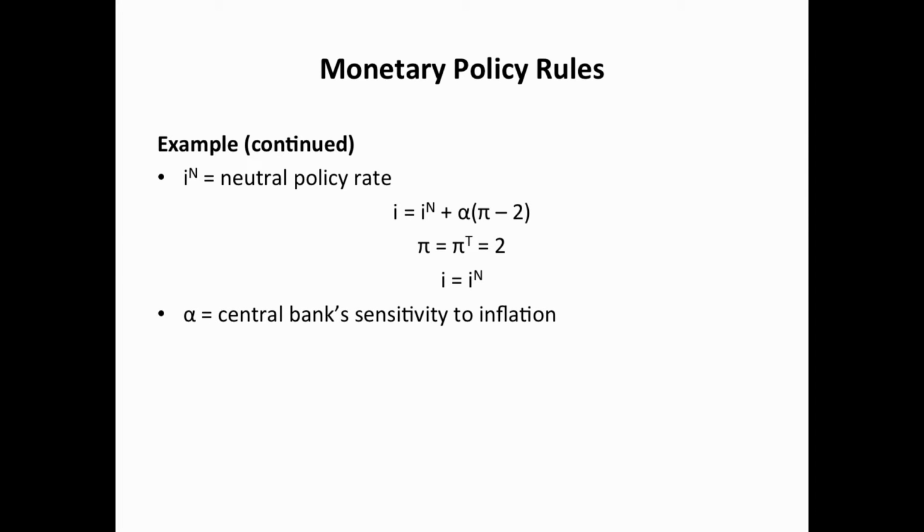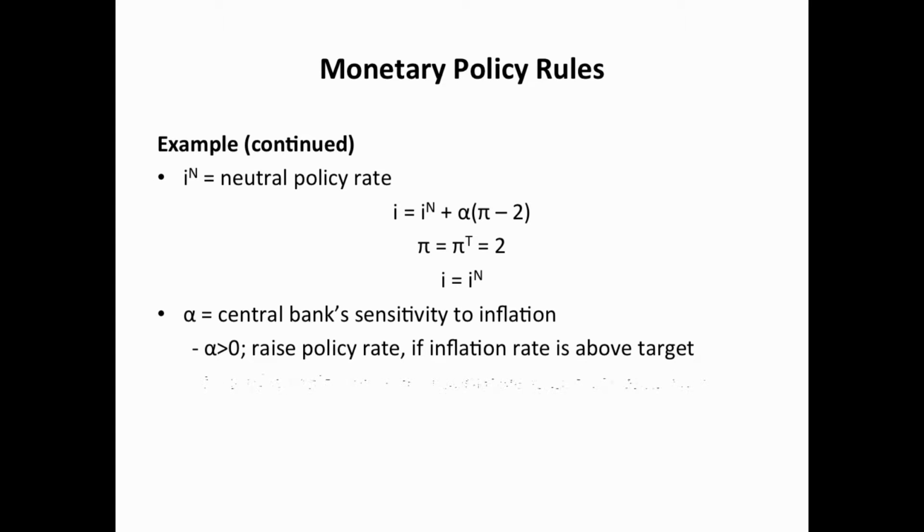Continuing with the example, we can see that what we call the neutral policy rate is simply the value that is taken by the policy rate when inflation equals its target value. The parameter alpha is a measure of the central bank's sensitivity to inflation. Alpha will be positive, which says that the central bank should raise its policy rate whenever inflation is above target, and of course lower it whenever inflation is below target. The size of alpha measures sensitivity, or how responsive a central bank is to changes in inflation.